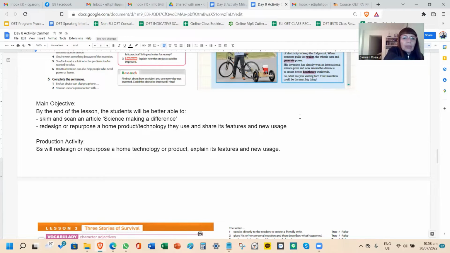For example, in research, it says find out about how an object you use every day was invented. Could the object be improved? Yes, actually, I got the idea from there. I just paraphrased it in the book. Excellent. So this is how you manipulate what the book gives you and make it into an objective and productive activity.